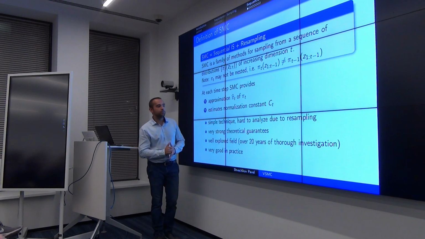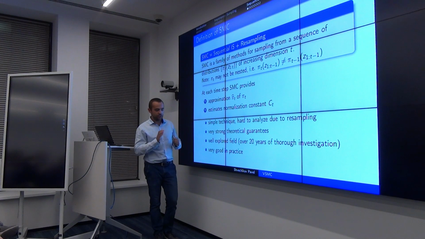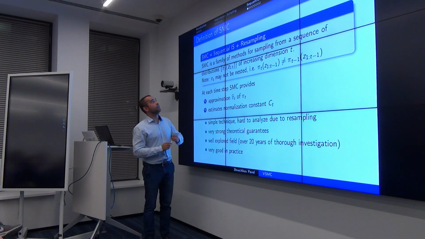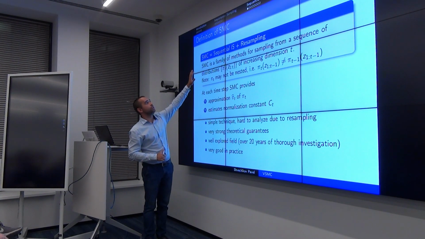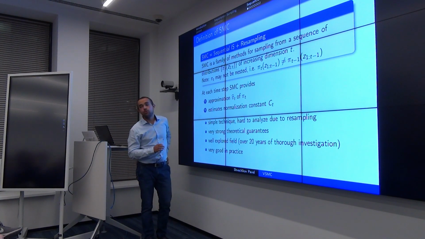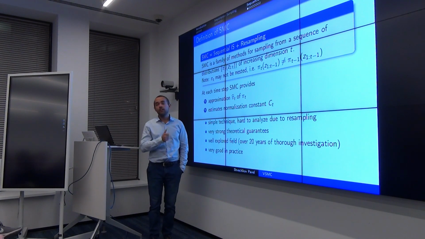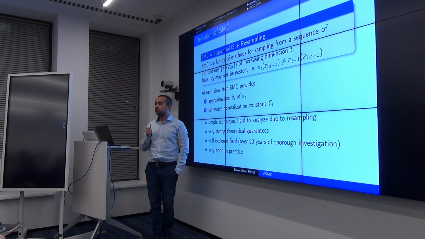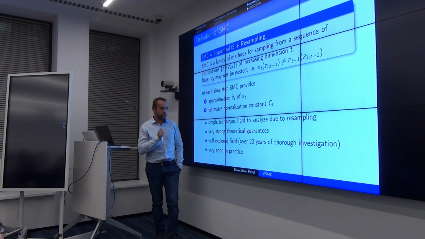This technique is very simple, but it's very hard to analyze. And in its very simple form, why is it simple? It is simple because sequential Monte Carlo is nothing but sequential importance sampling plus resampling, and this resampling is the crucial thing here. This resampling changes everything, and I will show you in a while.